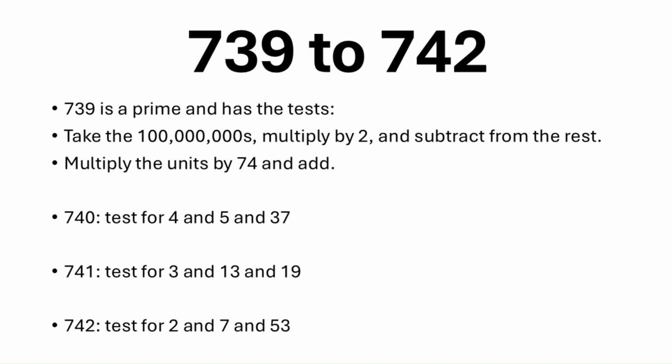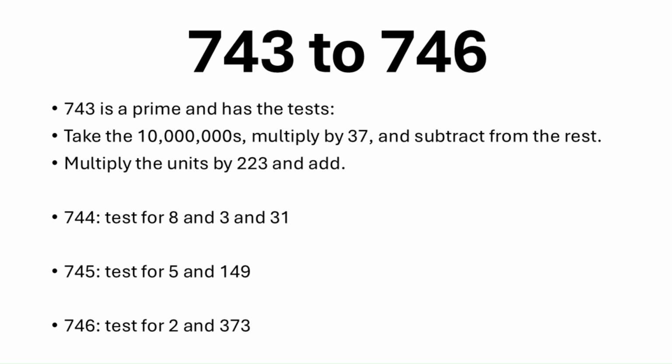740, test for 4 and 5 and 37. 741, test for 3 and 13 and 19. 742, test for 2 and 7 and 53. 743 is a prime and has the tests. Take the 10 millions, multiply by 37, and subtract from the rest. Multiply the units by 223 and add.